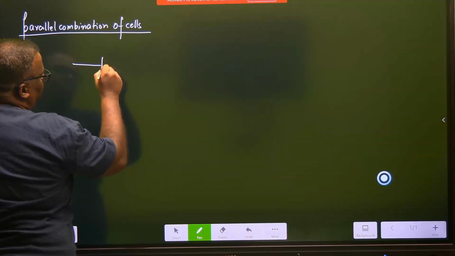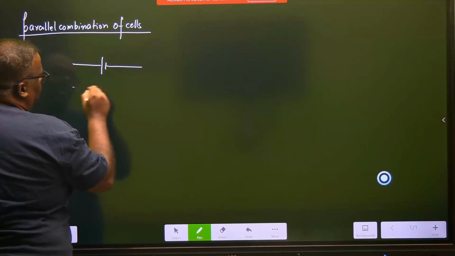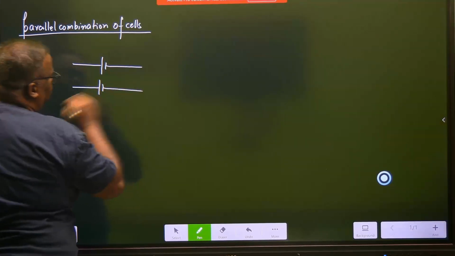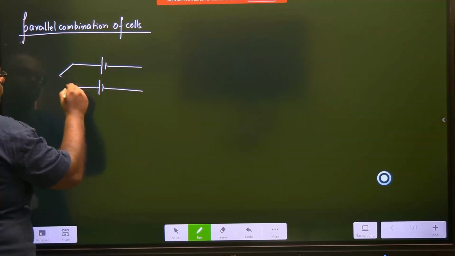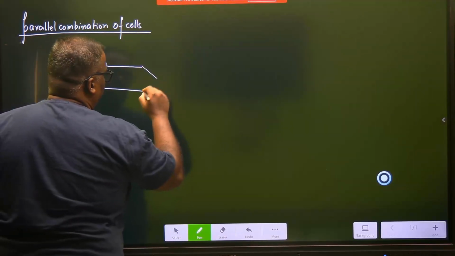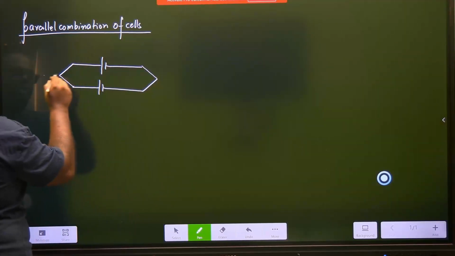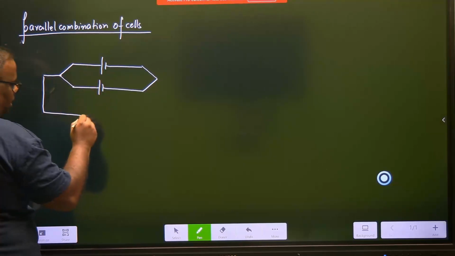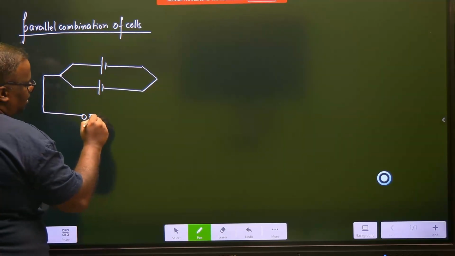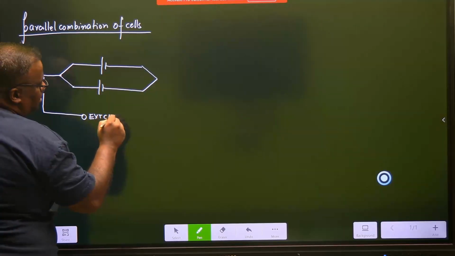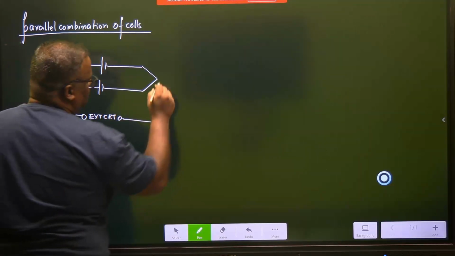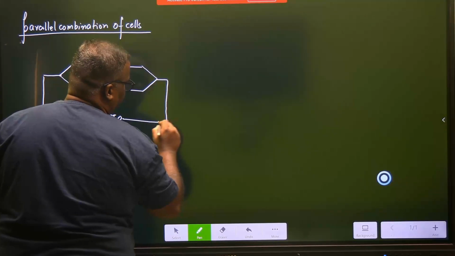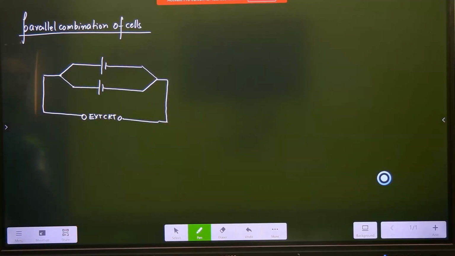So this is my first cell, and this is my second cell. I connect the positives together, I connect the negatives together, and let's say this combination of cells, this particular battery bank, is driving an external circuit. Fine, this is parallel combination.